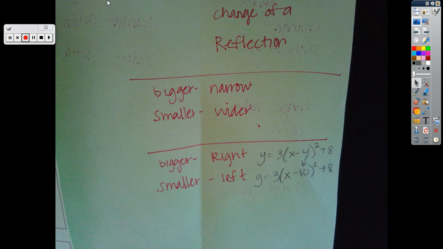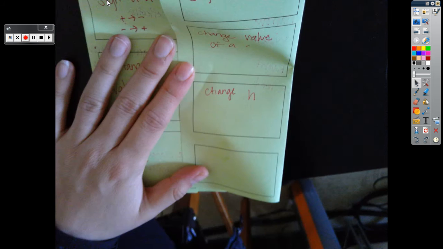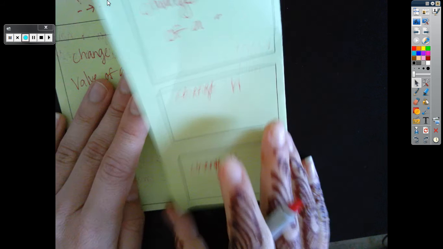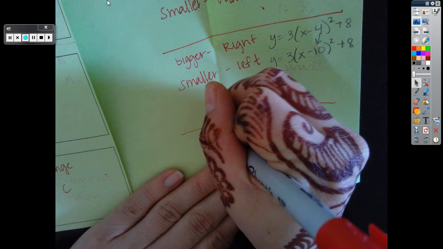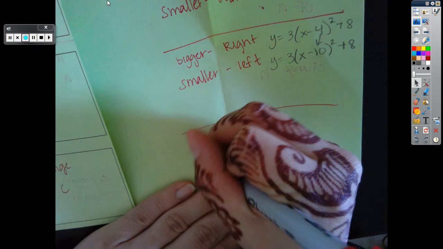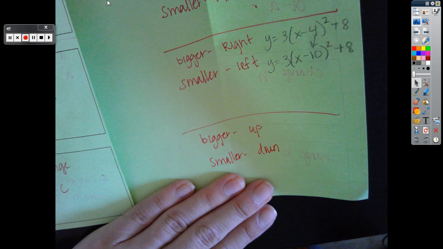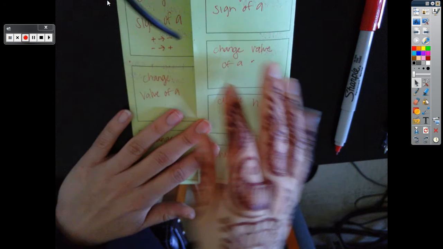Last part, the k. So we do the h, k. What happens if we change k? If we change k, if it's bigger, it goes up. If it's smaller, it goes down.